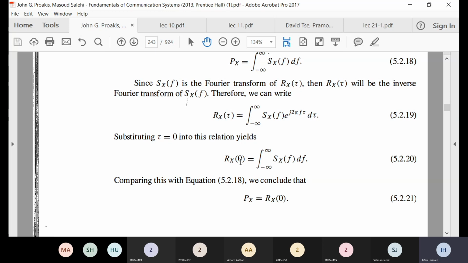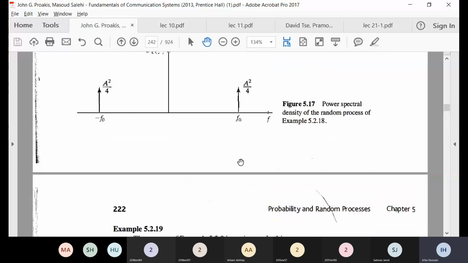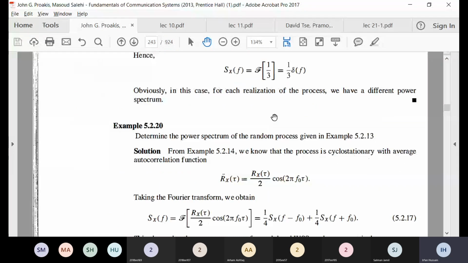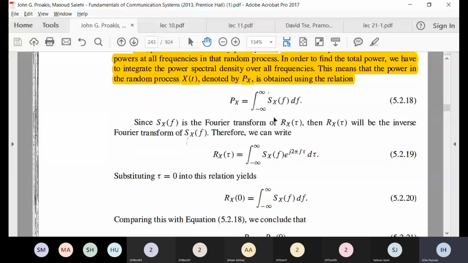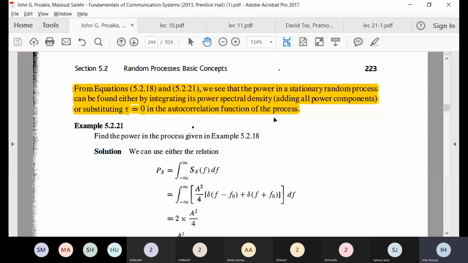This is for wide-sense stationary processes. Remember that we are talking about stationary, or WSS, processes because, as you could see, this theorem was defined for stationary random processes. We are all talking about wide-sense stationary processes. So you have this very important property: the autocorrelation at 0 gives us the total power.